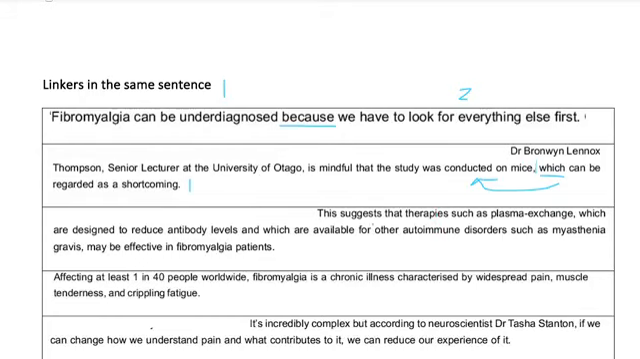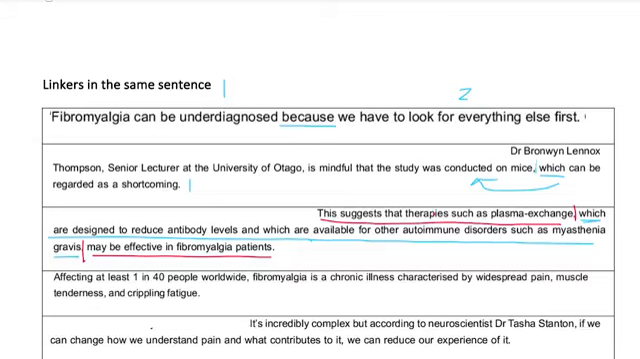Let's look at the next one. This bit of referencing, this suggests that therapies such as plasma exchange, which are designed to reduce antibody levels and which are available for other autoimmune disorders such as myasthenia gravis, may be effective in fibromyalgia patients. Again, we've got another relative clause, but this relative clause is in the middle of a main clause. Starts there, finishes there. Our main clause is here.